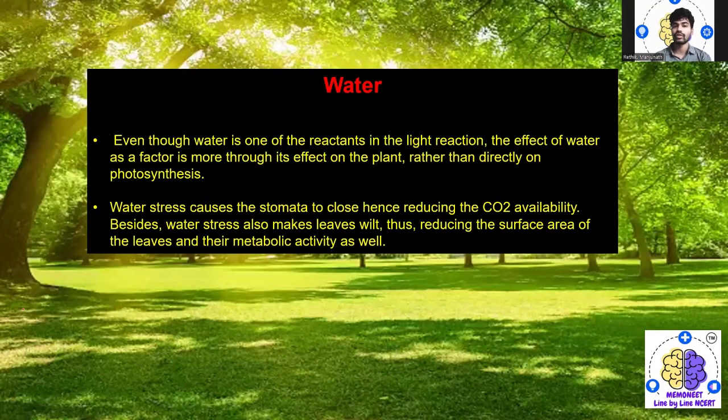Then the water. Even though water is one of the reactants in the light reaction, the effect of water as a factor is more through its effects on the plant, rather than directly on the photosynthesis. How? Water stress causes the stomata to close, hence reducing the CO2 availability. Besides, water stress also makes leaves wilt, thus reducing the surface area of the leaf and their metabolic activity as well. So that's why water affects photosynthesis indirectly.